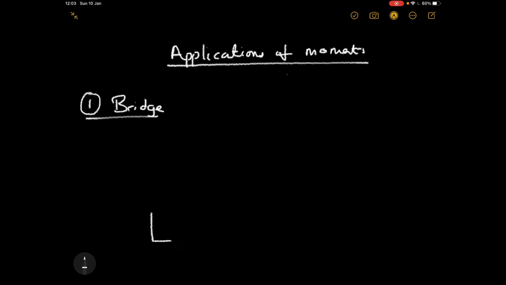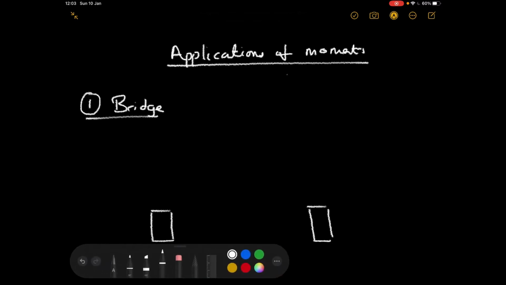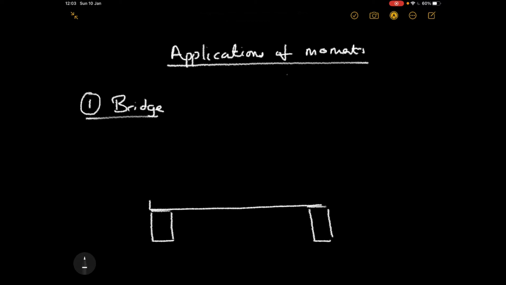And the way I'm going to design this bridge is I'm going to have a support beam here, and I'm going to have my bridge like this. So I've got pillar A, and I've got pillar B, and I've got a plank going across the two.